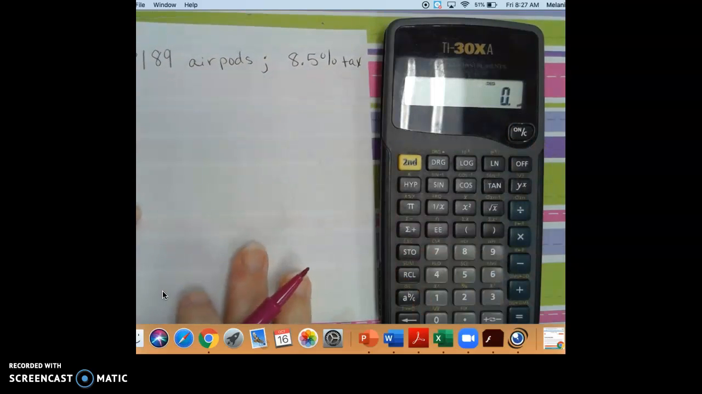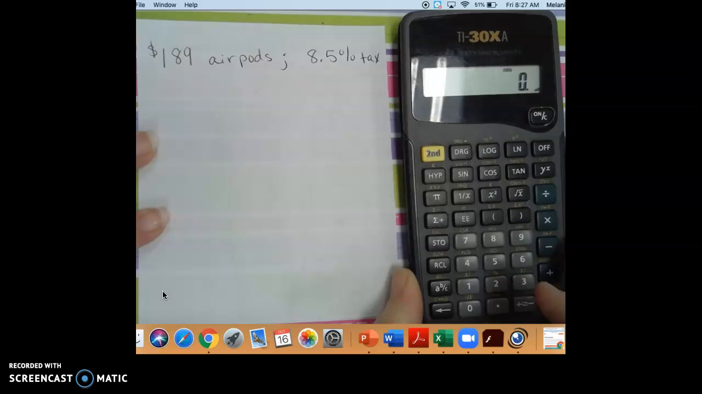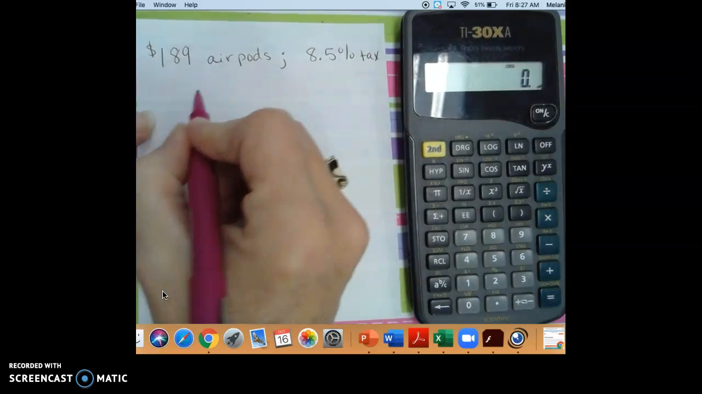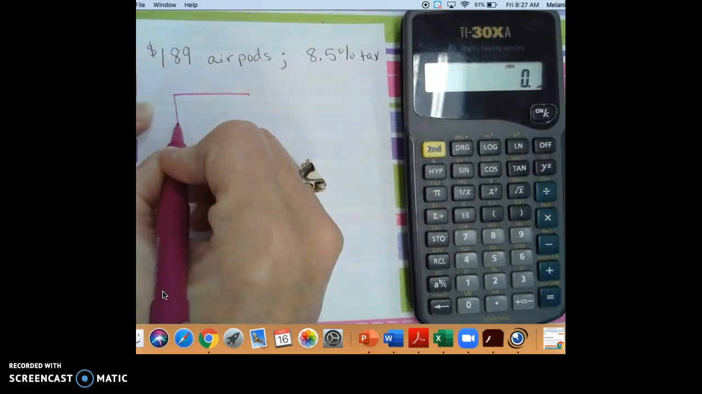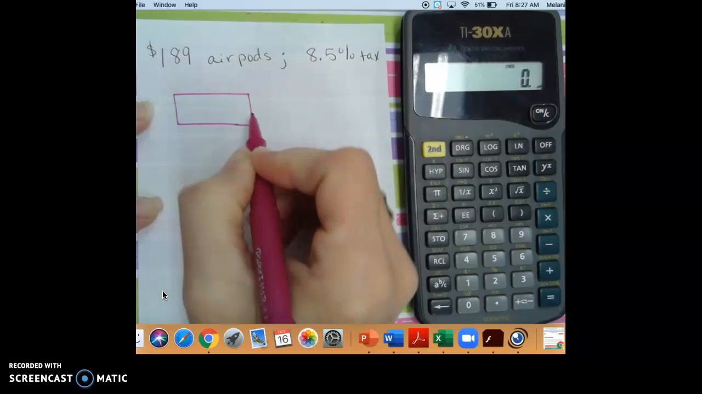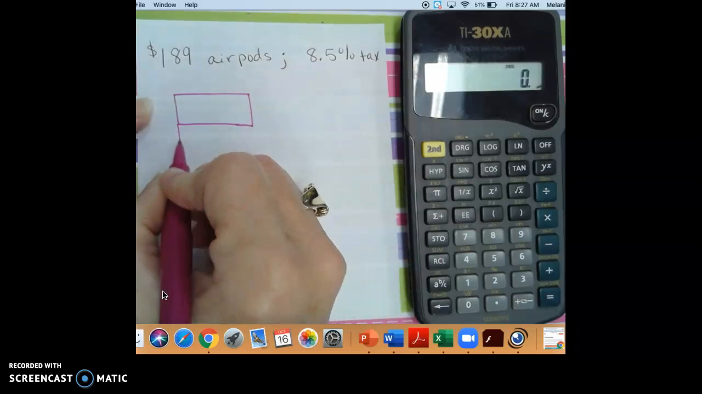All right, now we've got AirPods. I hope I spelled that right. That's what two of my children just wanted. They wanted AirPods. I said, I can't believe those things are that expensive just to put in your ear and listen to some music. It's crazy.